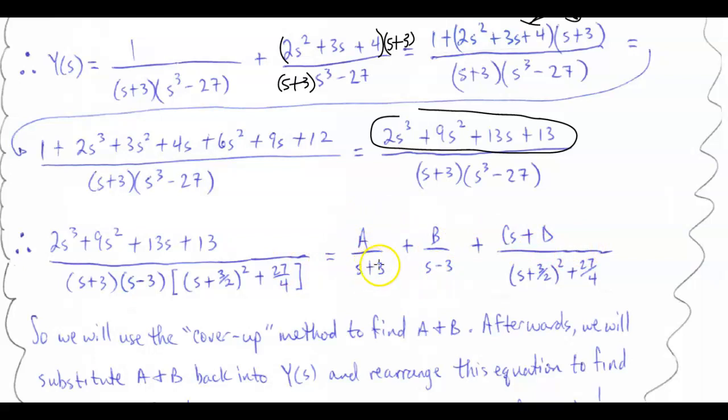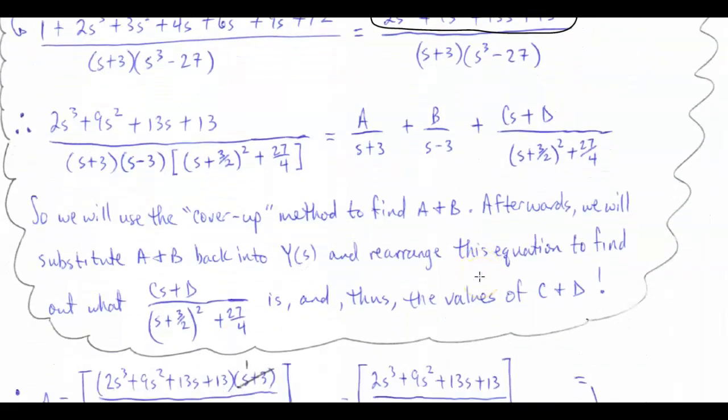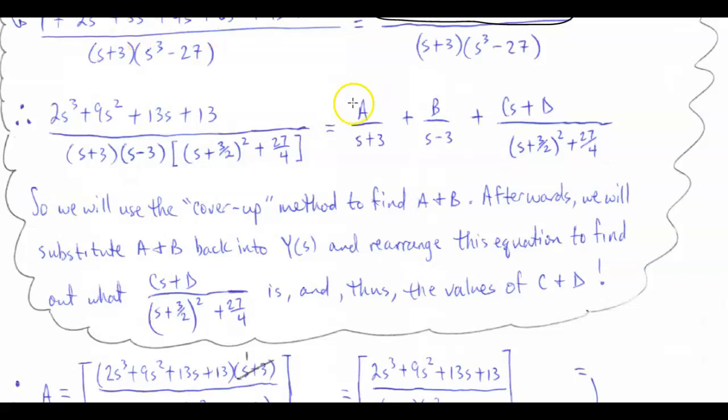So A divided by s plus 3, plus B divided by s minus 3, plus Cs plus D, all that divided by the irreducible quadratic factor there. And we just got it written in completing the square terms, so that when we do the inverse Laplace transform at the end, we'll know that it's either tied to a sine or a cosine function. So we're going to do the cover-up method to find A and B, because it's relatively easy to do.